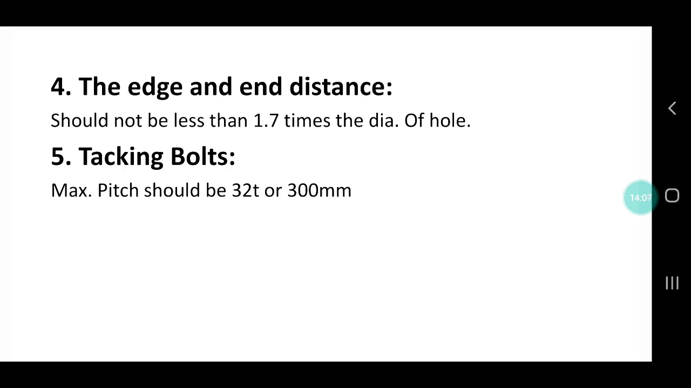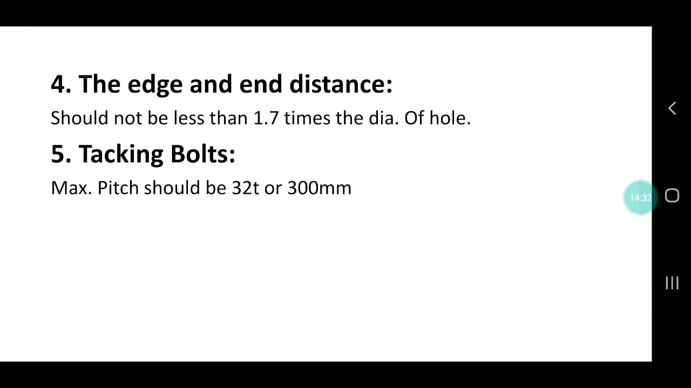Next point is the maximum edge distance. From the center of the hole to the nearest edge, it should not exceed 12T. So the maximum edge and end distance should not exceed 12T, where T is the thickness of the thinner plate or thinner member.